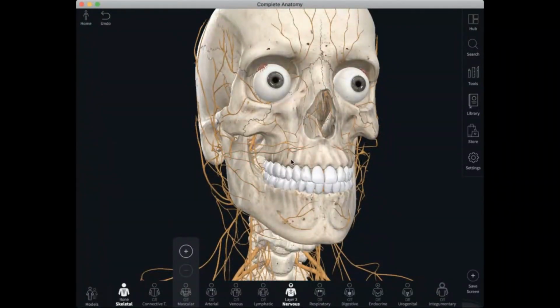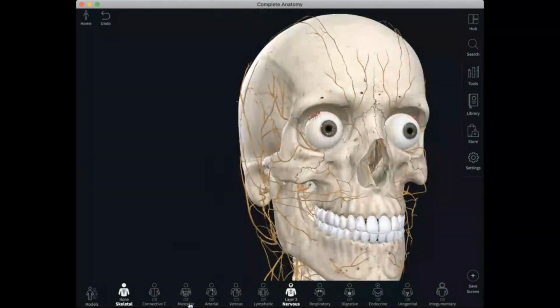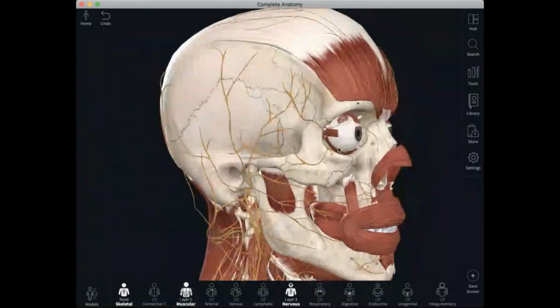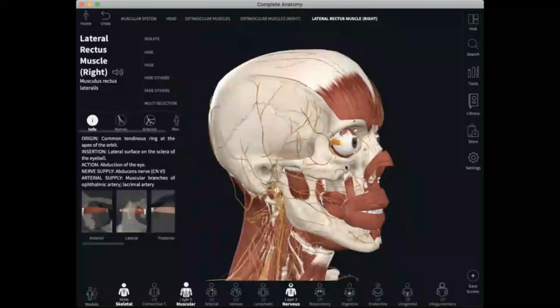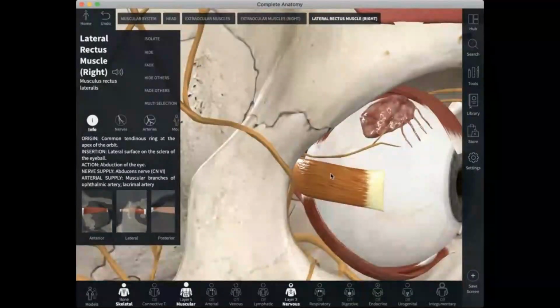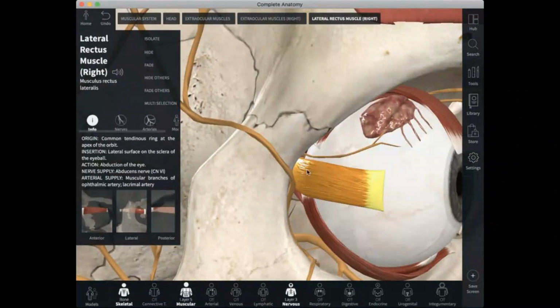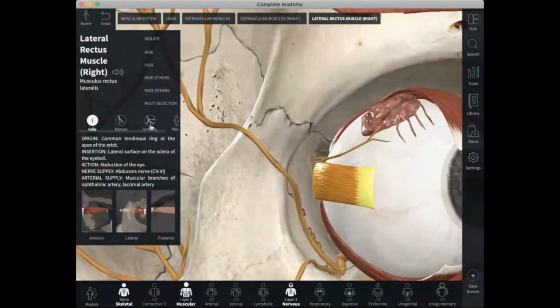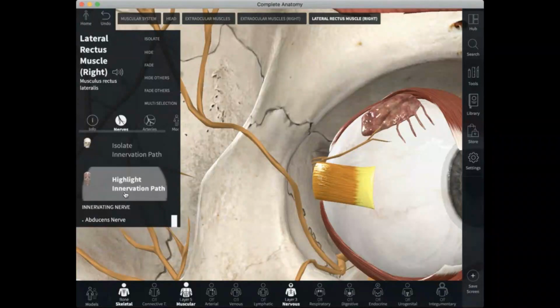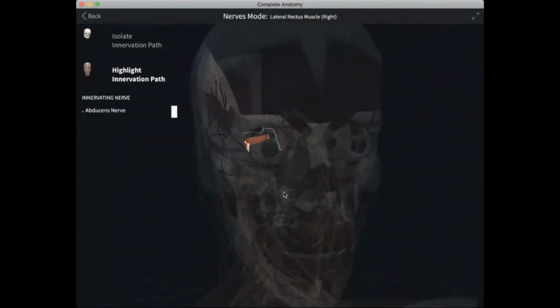So let's go to the next, sixth cranial nerve, that is the abducens nerve. This abducens nerve is supplying the lateral rectus muscle. I will show you. So this is the abducens nerve, I mean lateral rectus muscle. When you look at the nerve supply here, this is the abducens nerve.